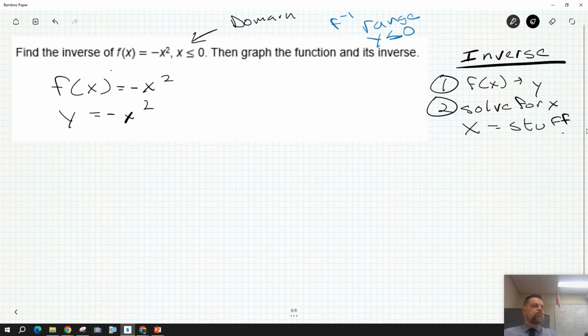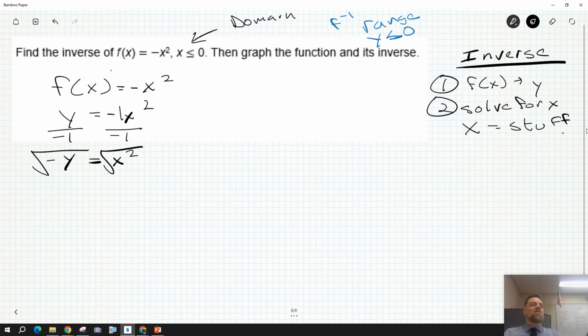So, believe it or not, this is negative 1, so I'm going to divide both sides by negative 1. I get negative y is equal to x squared. Now this is an interesting thing. I'm going to have to undo the square by doing the square root. Whatever I do on one side, I have to do to the other.